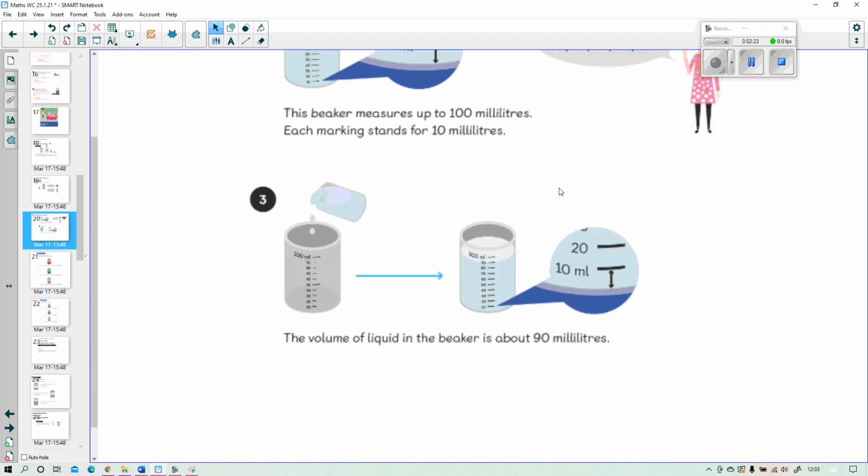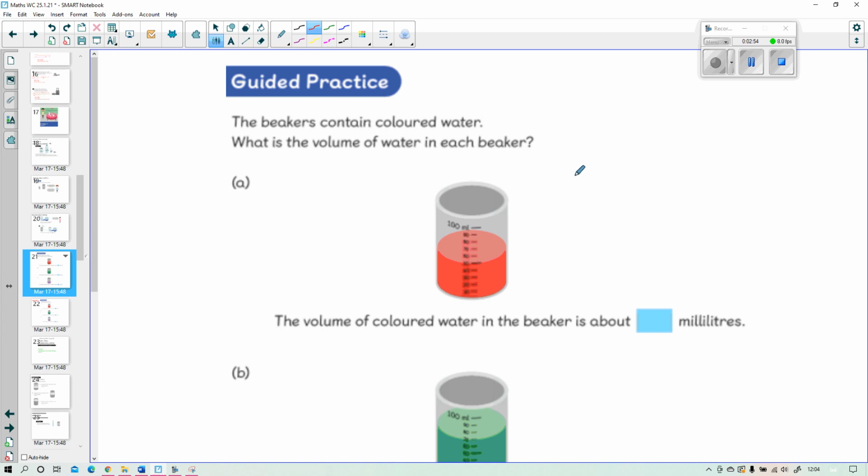What about question 3? If we filled this one up, how much does the line come up to? Now this time we can use what we know to work this out. If we know the top is 100 millilitres, we've got to take 10 millilitres off. Here it is, if I put a little red marker so that you can see it. Here it is, 10 less than 100, of course it would be about 90 millilitres. Well done. Now we can work these ones out in the same way.